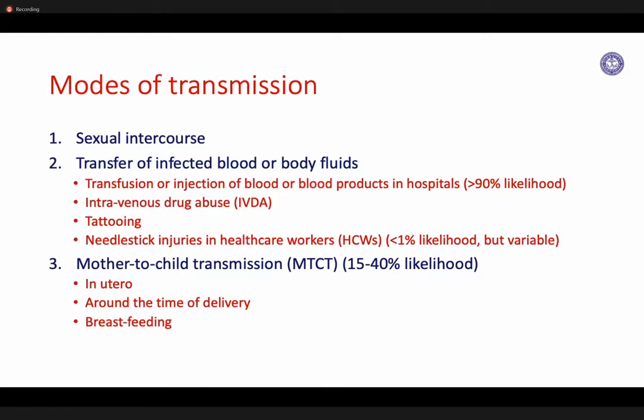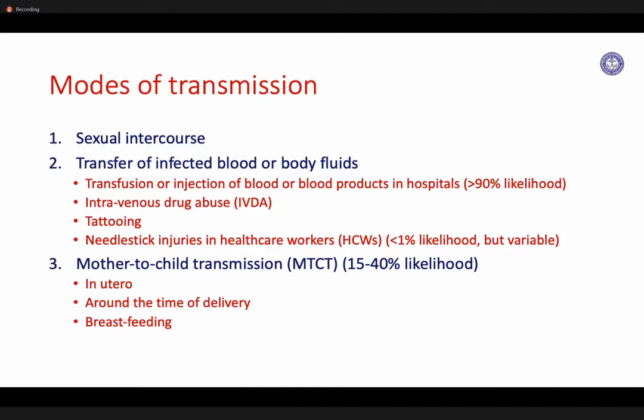But if someone gets a blood transfusion or blood product transfusion which is already infected, which has been missed during the process of screening and testing, then the likelihood of that person becoming HIV infected is more than 90%. Then intravenous drug abusers share needles and syringes with each other, and as a result those needles and syringes become contaminated by each other's blood.